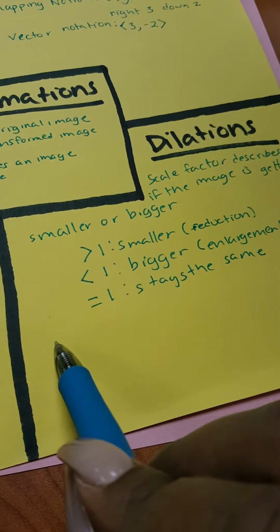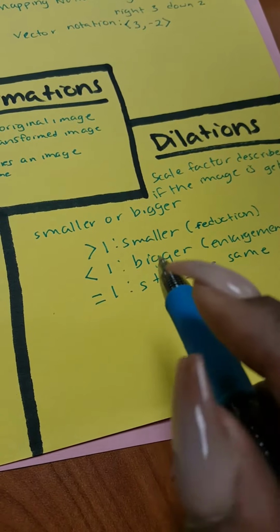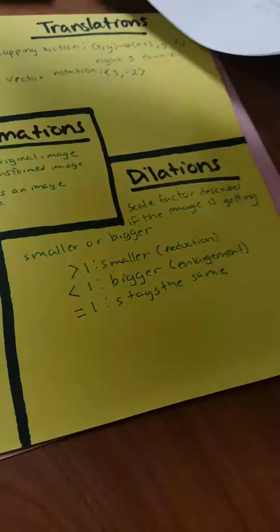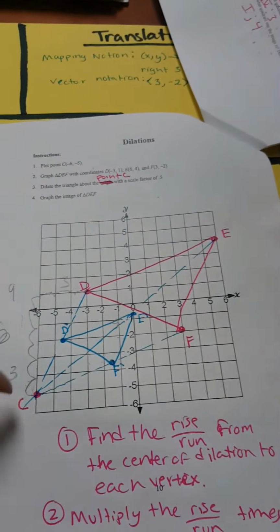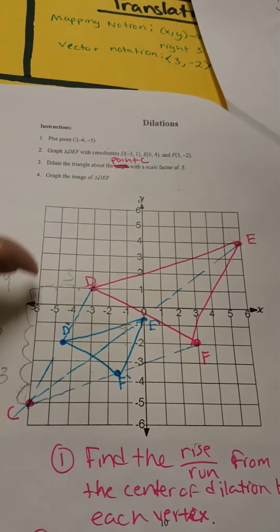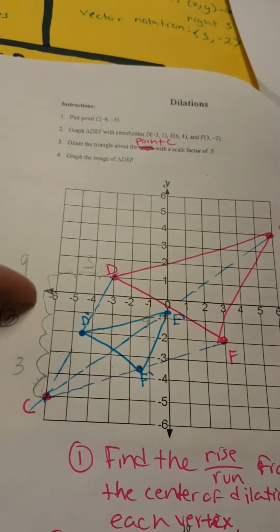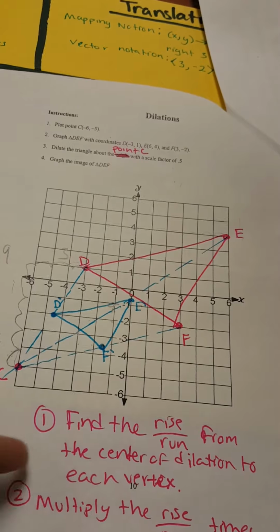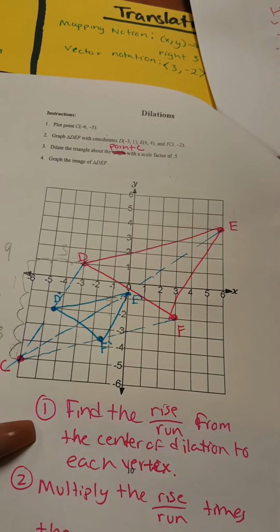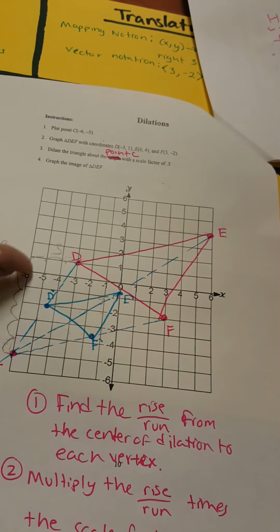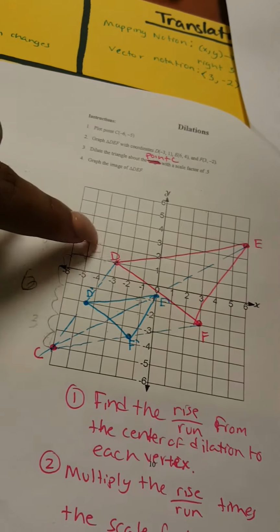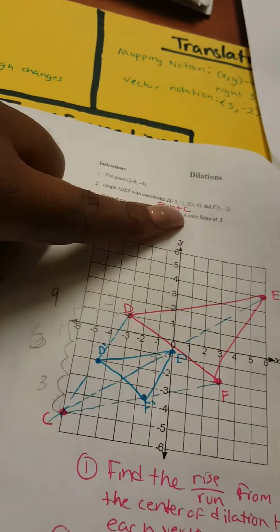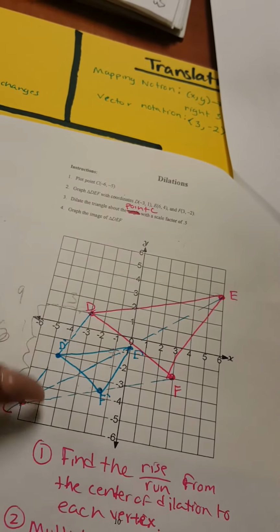Okay. Remember on the packet, if you're dilating the figure about a point, you have to find the slope of that point. So you can write this on your little paper too. You're going to find the rise over the run from the center of dilation to each vertex, and then multiply the rise over run times the scale factor to get your points.